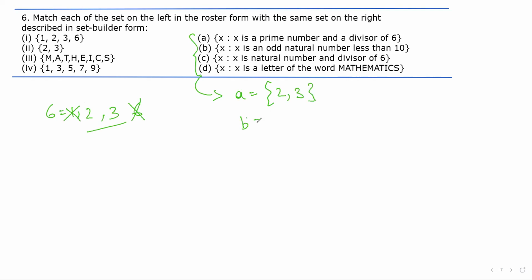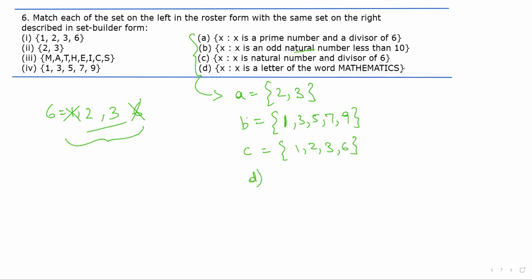B, an odd natural number less than 10. It is an odd natural number. Natural means definitely not less than 1. Odd numbers starting from 1, less than 10: 1, 3, 5, 7, 9. We cannot include 11 because 11 is greater than 10. C is a natural number and a divisor of 6. Now, there is no restriction whether it's a prime number or not, so we can include all the divisors or all the factors.